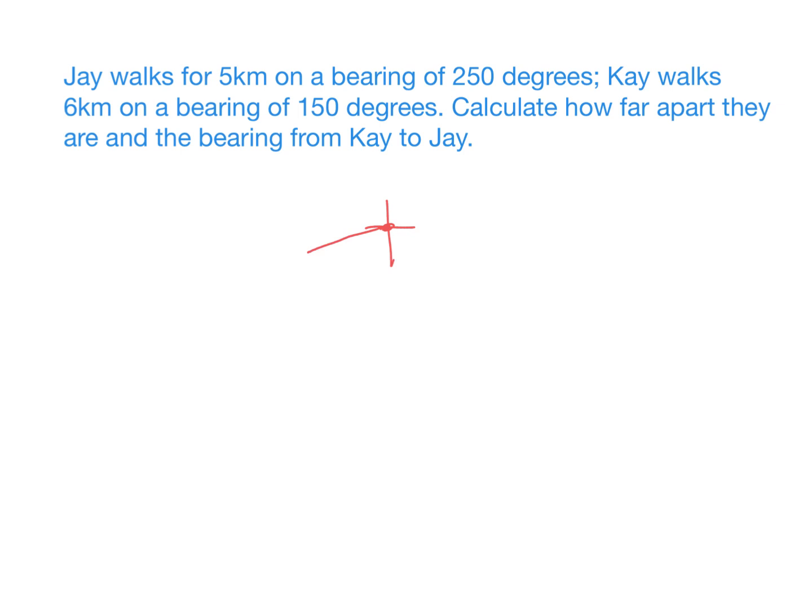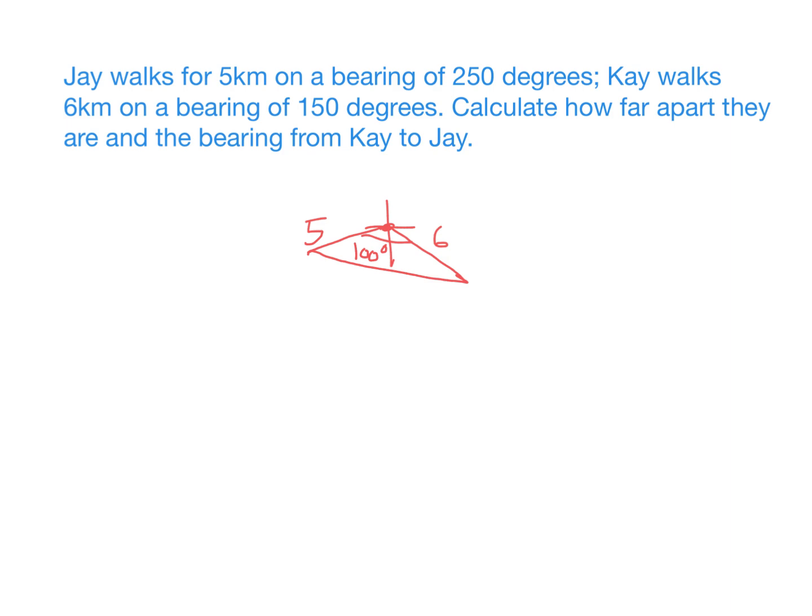And J has gone for a total of 5 kilometers. On the other hand, K has gone 150 degrees. So 90 is due east, 180 is due south, 150 is going to be over there. So the angle here is 250 minus 150, which is 100 degrees. So we've drawn a diagram here, but we need to have a triangle somewhere. When we're finding sides or angles, we need a triangle. So this will be our triangle here.